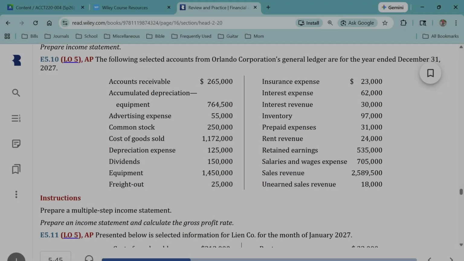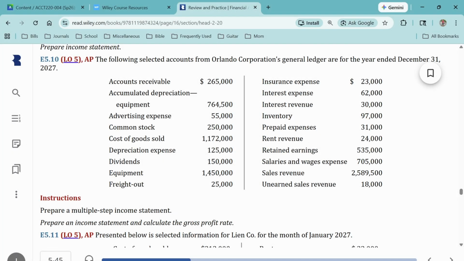So we're going to work this exercise. The following selected accounts from Orlando Corporation's general ledger are for the year ended December 31st, 2027. What do we need to do? Make a multi-step income statement.